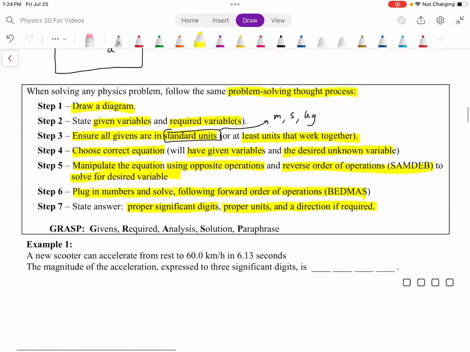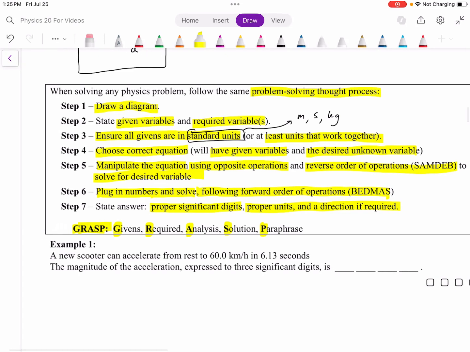Okay, so we sometimes call this the GRASP kind of process, right? And that just stands for givens, required, right? What are you given? What are you asked to find? Analysis is choosing the formula and manipulating it. Solution is just plugging in the numbers and calculating. And then paraphrase kind of lumps in all of those checks, right? Do I have sig digs? Do I have units? Do I need to give a direction? And have I actually answered the question?